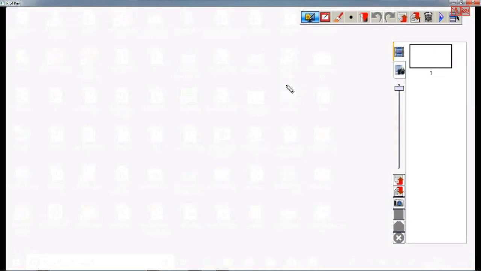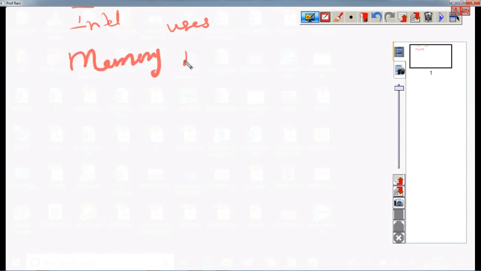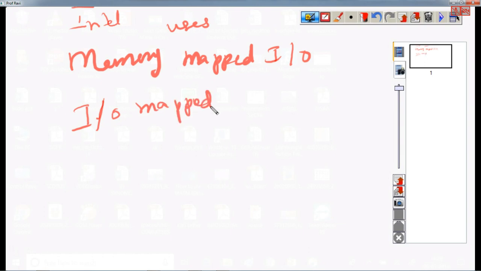Intel uses memory mapped IO and IO mapped IO. There are two ways you can give addresses to the memories or IOs: memory mapped IO and IO mapped IO.